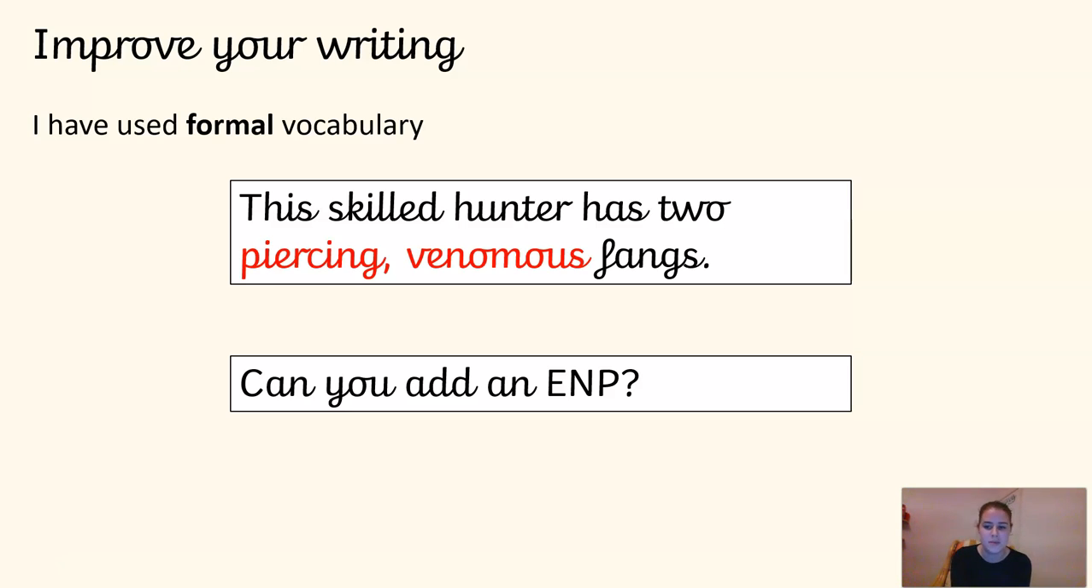Okay. Did any of you remember those words from my vocabulary list yesterday? See? All the hard work pays off. I didn't have to think of anything new. I'd already done the hard work beforehand. So this skilled hunter has 2 piercing, venomous fangs. Okay, so I've got my descriptive adjectives and I've also used a subject-specific word there. Now, because it's an expanded noun phrase, I need to make sure I include my comma. Anyone come up with anything different? Let me know.